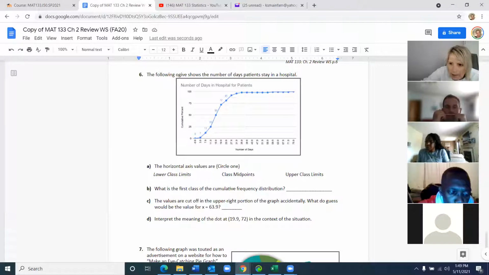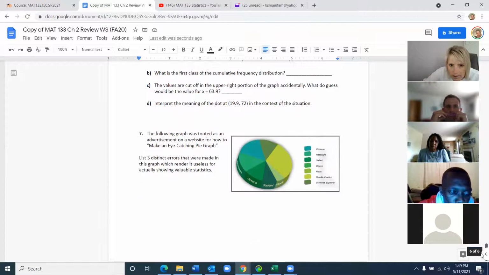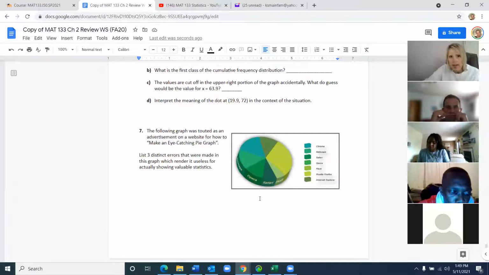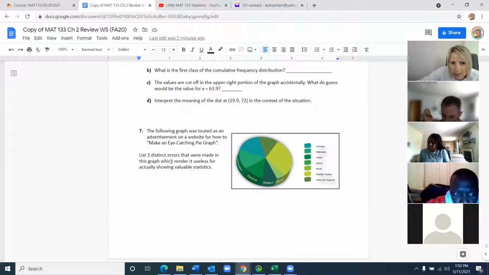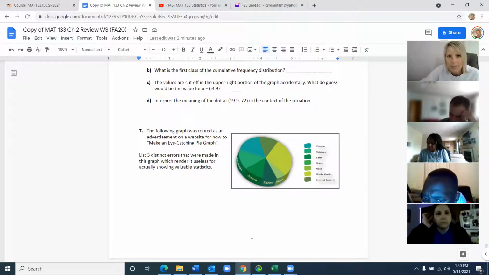And the last little bit here, let me get my mouse over here, is this 3D pie graph. And it's eye-catching for sure. So it's an advertisement. And it says list 3 distinct errors that were made in this graph, which render it useless for actually showing valuable statistics. And it's not hard to find 3 things that are weird about that graph. So that one should be pretty self-explanatory.